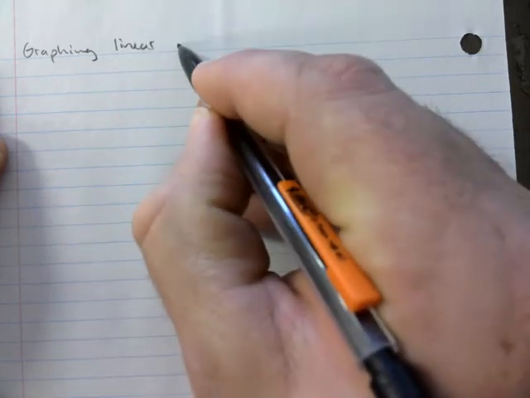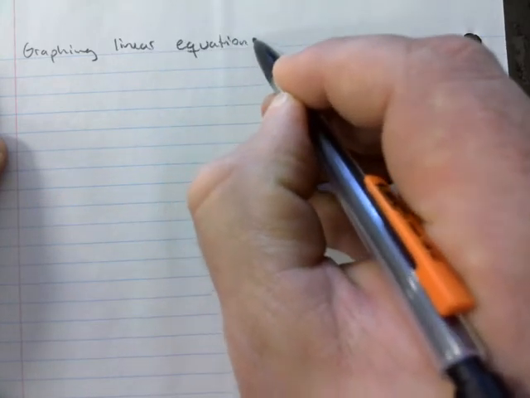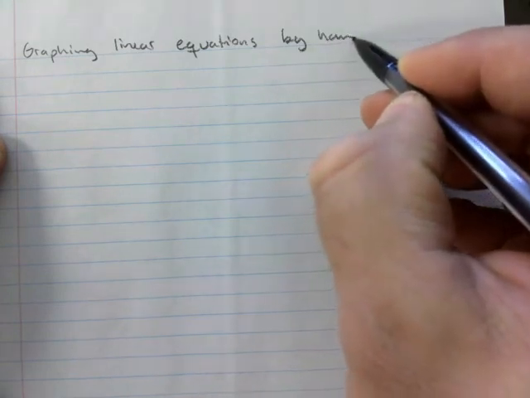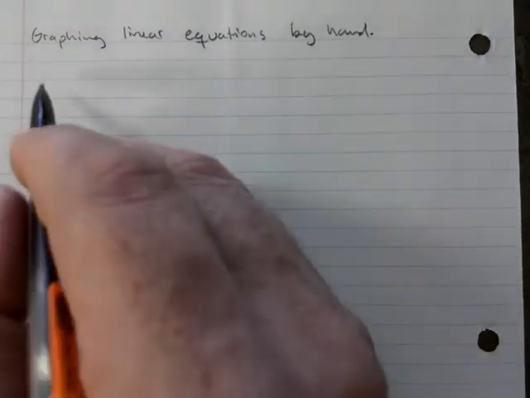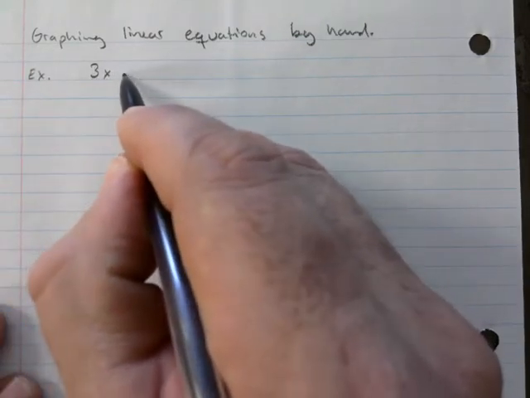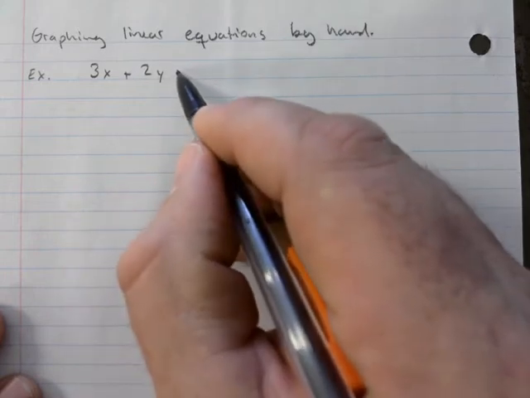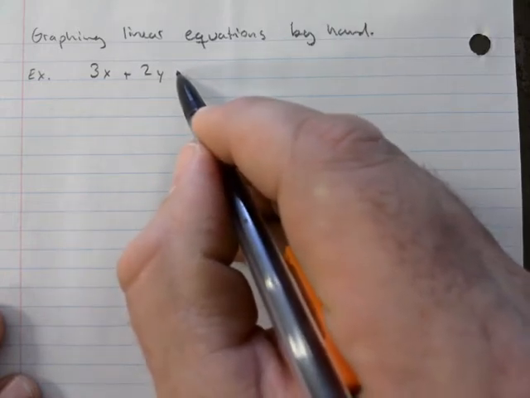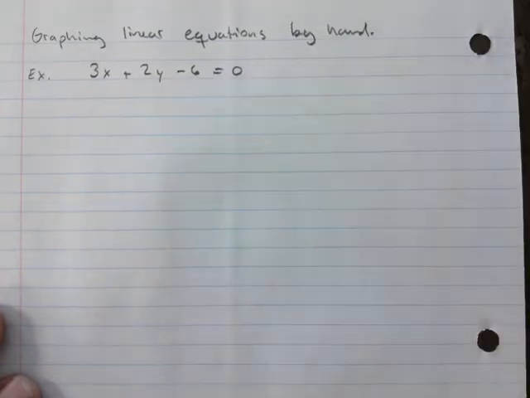The back side here. Let's do some graphing and stuff like that. Graphing linear equations. By hand, I must add. I will actually make you do a lot of it by hand because there's a bit of an issue if we don't. So let's say you get 3x plus 2y minus 6 is equal to 0. Let's do one of those.